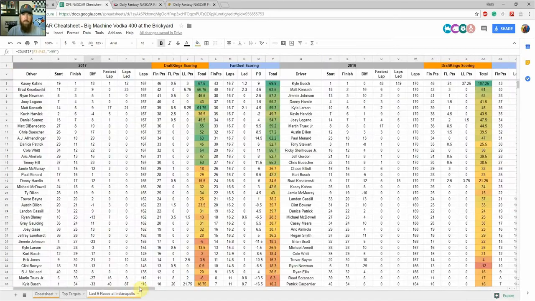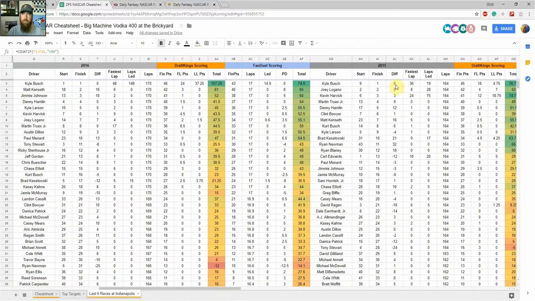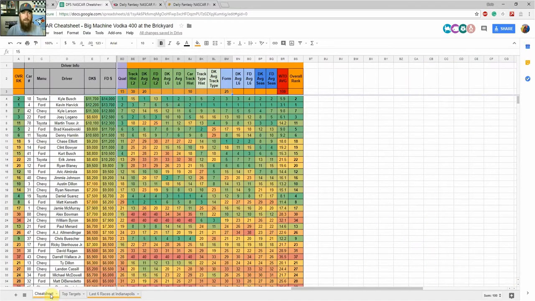Because if you go over here, as you can see, he won the 2016 race, led 149 laps from the pole. He started ninth in 2015, only led 19 laps, but he came up front and won the race. So he's won two of the last three races here. Probably could have won the race last year because him and Truex were on the front row. So definitely like him as my top dominator this week if you're looking to go for a dominator.